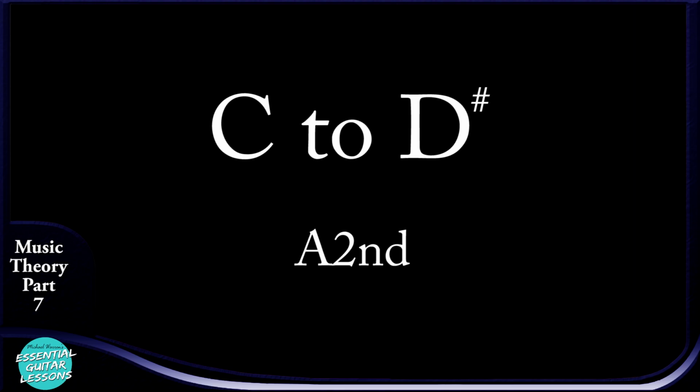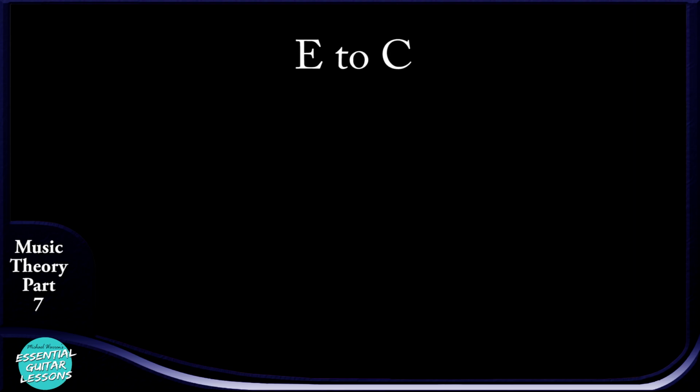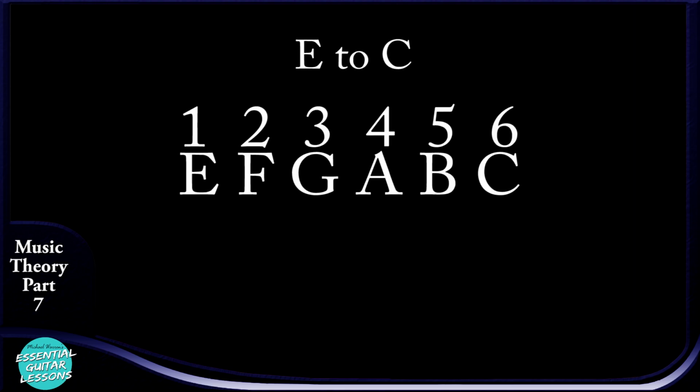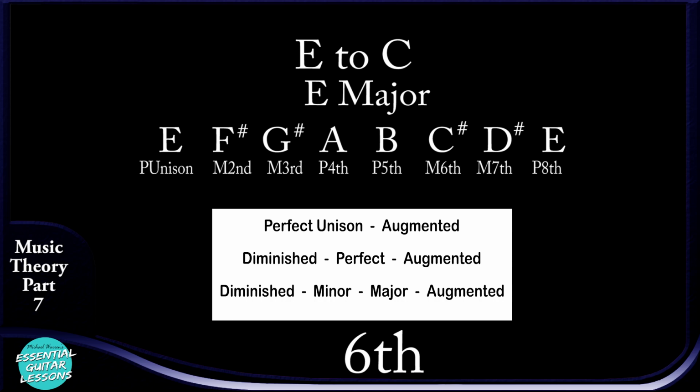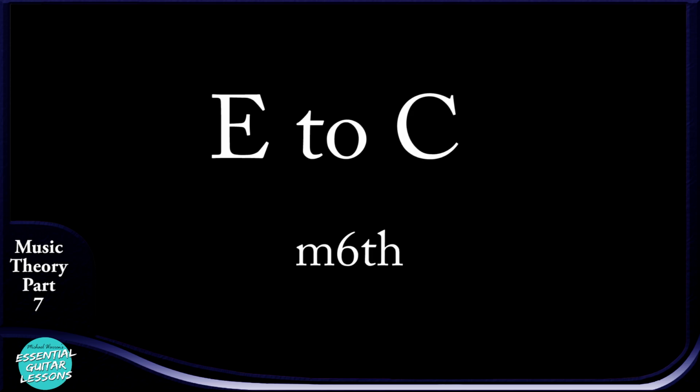So let's do E to C. This time we do our count again, E, F, G, A, B, C. So it's a sixth of some sort. We bring up our E major scale because our first note is E. And we know with the major sixth it's a C sharp. So we've lowered that to make it a C. And what do we do to the major? We just make it minor when we lower it. So E to C would be a minor sixth interval there.